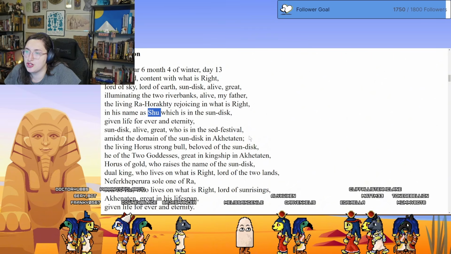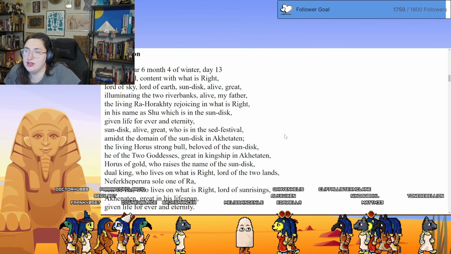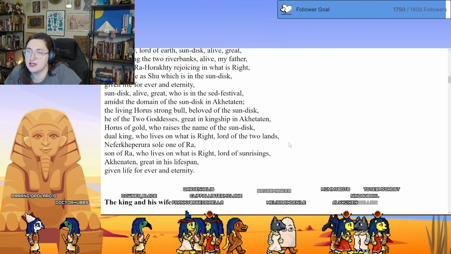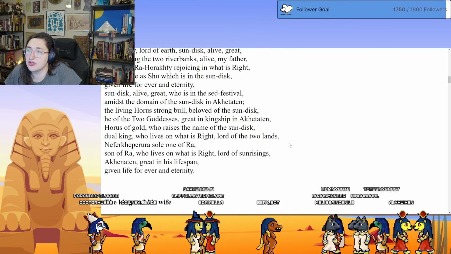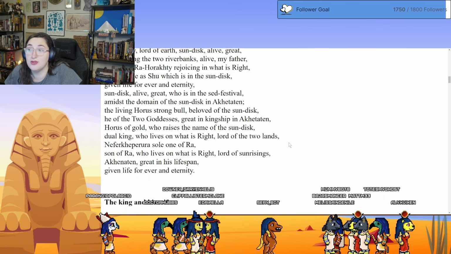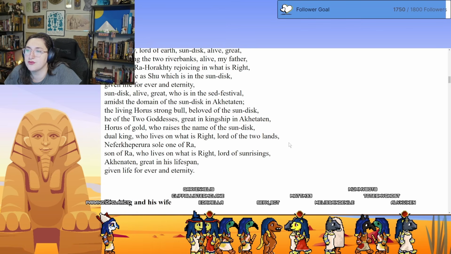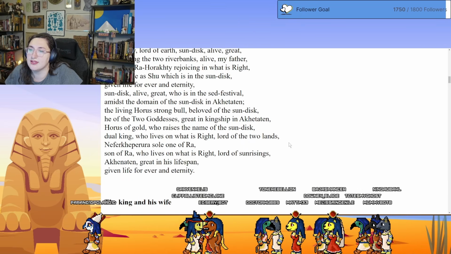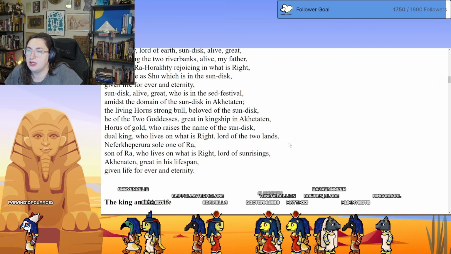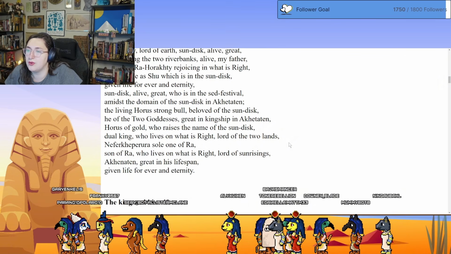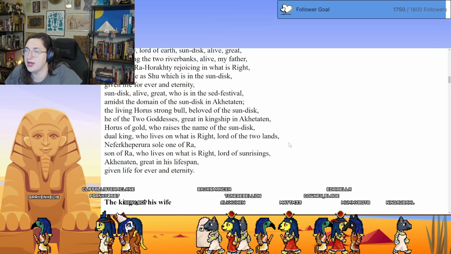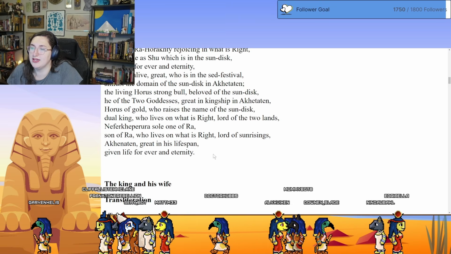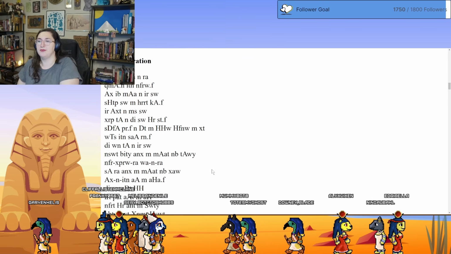In his name as Shu, which is in the sun disk, given life forever and eternity, sun disk alive, great, who is in the said festival, and the domain of the sun disk and Akhenaten, the living Horus, strong bull, beloved of the sun disk, he of the 2 goddesses, great in kingship of Akhenaten, Horus of gold, who raised the name of the sun disk, dual king, who lives on what is right, lord of the 2 lands, Nefer Ahek Heperu Ra, soul one of Ra, son of Ra, who lives in what is right, lord of sunrisings, Akhenaten, great in his lifespan, given life forever and eternity.